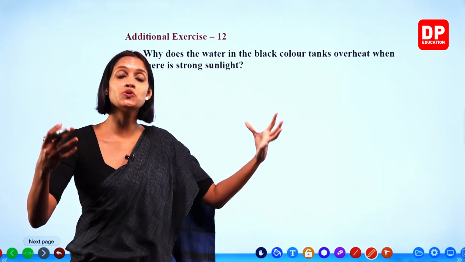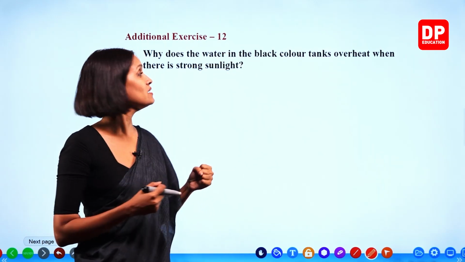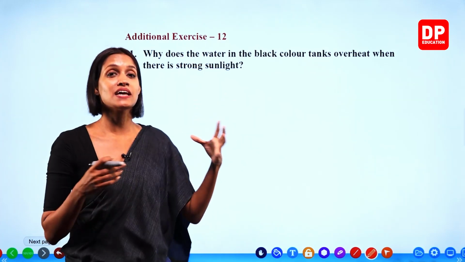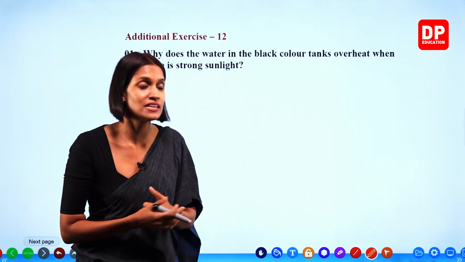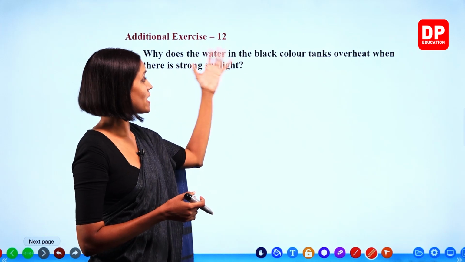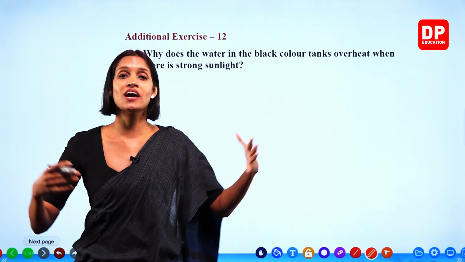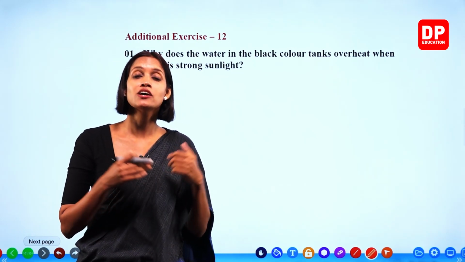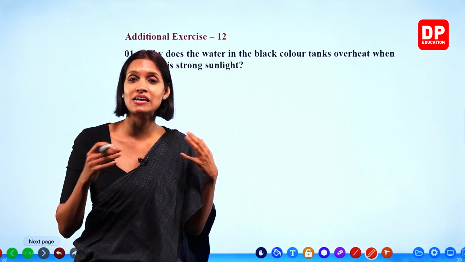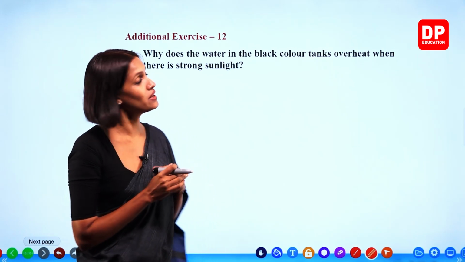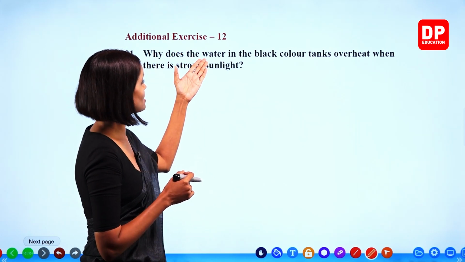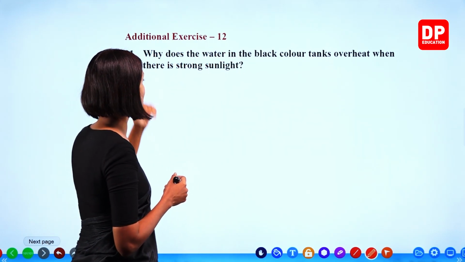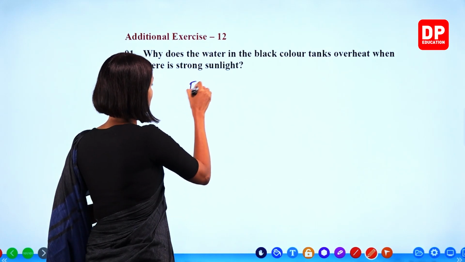Black color absorbs radiated heat, right? Due to the sunlight is radiated heat. So then what happens? Black color substances, objects can absorb radiated heat very fast. Because of that, the water present inside the black color tanks also gets heated up, right? Why does the water in the black color tanks overheat when there is strong sunlight?